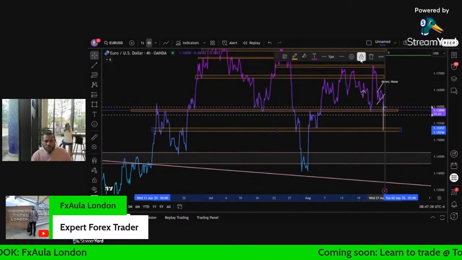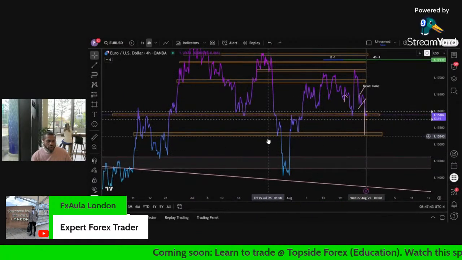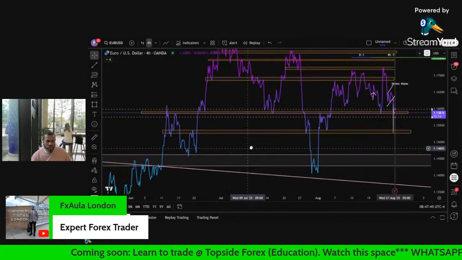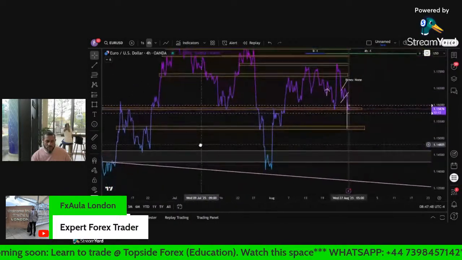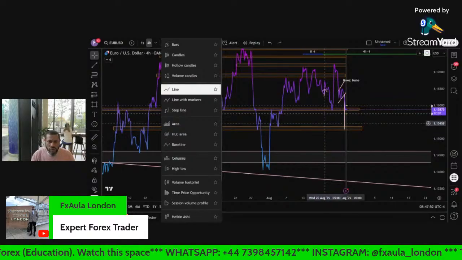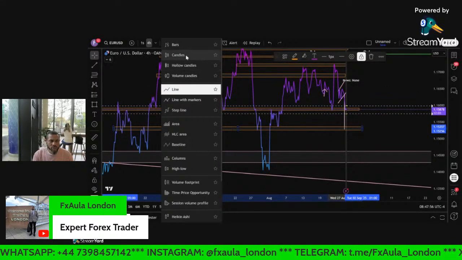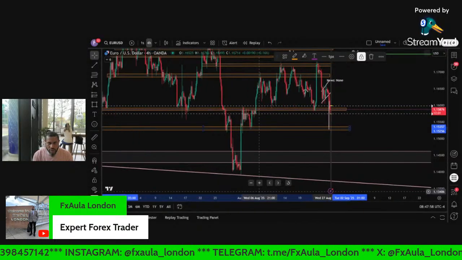So I think I would mark this. But it's not too much of a very strong zone though. Yeah, I'll just mark it just to take notes. I change this back to candles. Let's see what's going on.